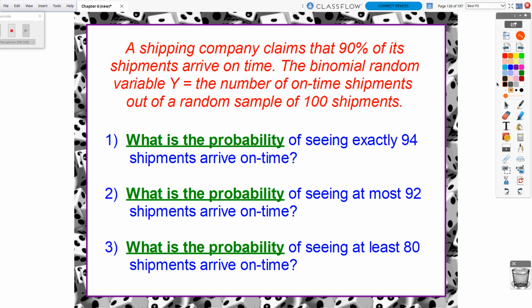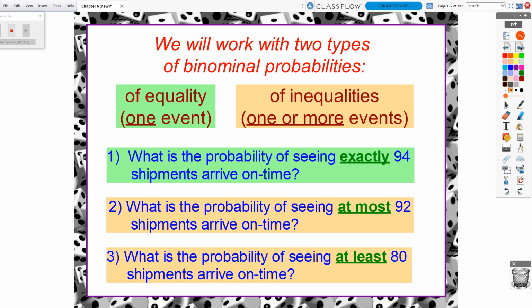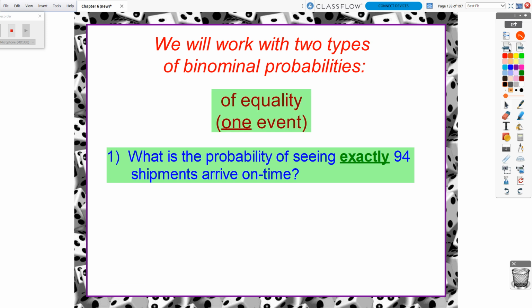One of them dealt with an exact situation here, and the other two dealt with more inequalities. And so we really need to consider those as separate types of problems. So we're going to have a calculator command that's going to work for equality events, which means just one event at a time. And then we're going to have a different calculator command that's going to work with inequality events, where it's one or more possible events. So first, let's start with the equality event.